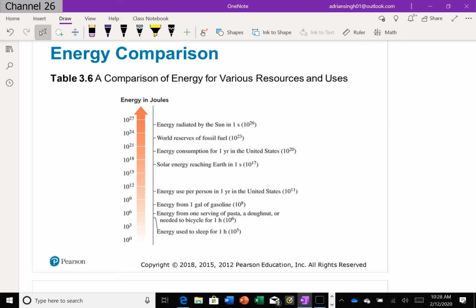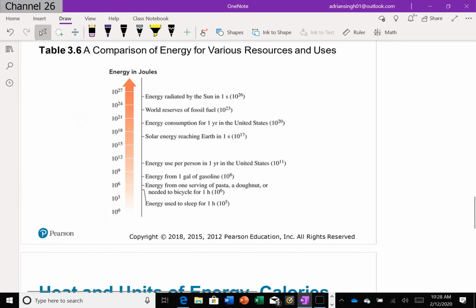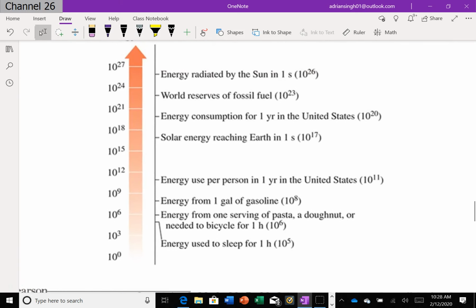So if you look down here on the bottom, when you're sleeping, you use for about 1 hour about 10 to the 5 or about 100,000 joules. Now this is assuming that you're sleeping and you're not sleepwalking or sleep running or sleep jumping, right? You're just laying there doing not a whole lot of nothing. So not a whole lot of energy is used.